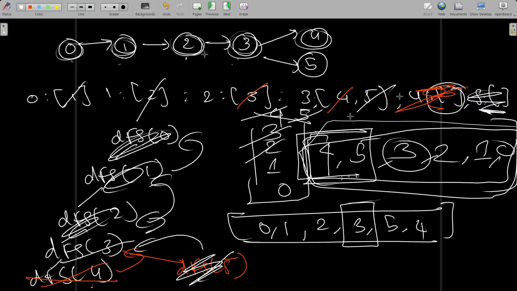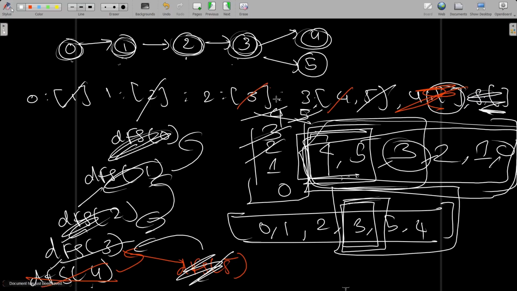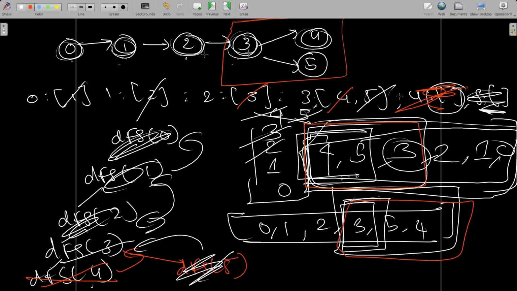But over here, when we finished 3's DFS call, we popped 3 out as well, and these 3 elements were there. Let's do it in a red pen. These 3 elements were there. And what you can observe is that all the elements, including 3, inside the list when 3's DFS call was completed were popped out in a topologically sorted manner.